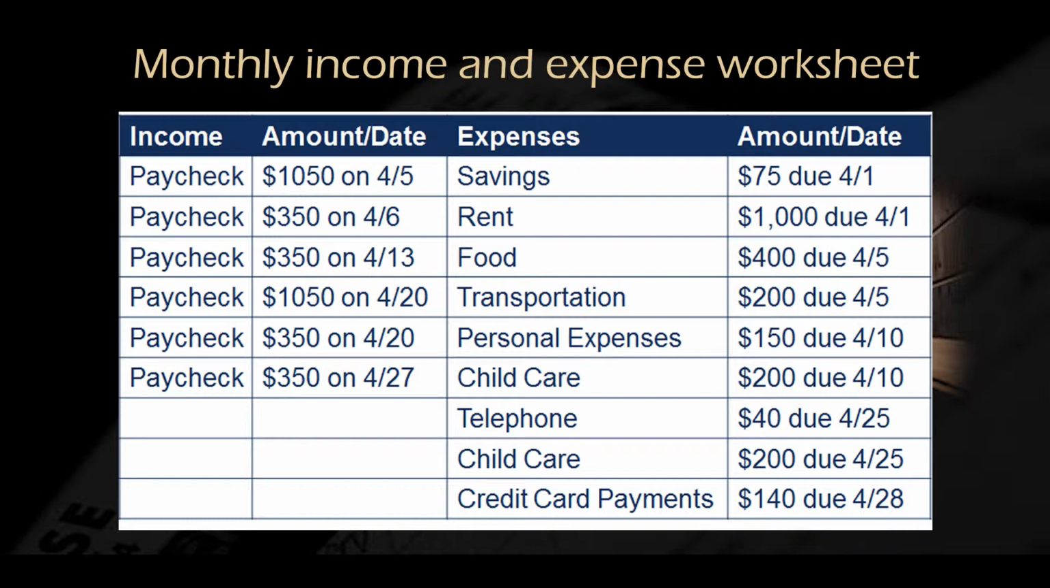Rent, $1,000 due also on April 1st. Food, $400 due on April 5th. Transportation, $200 on April 5th. Personal expenses, $150 due on April 10th. There's child care payments, $200 due on April 10th, telephone payment due on April 25th, and there's another child care payment of $200 also due on April 25th. And finally, there's credit card payments of $140 due on April 28th. You've now completed the monthly payment schedule for April.